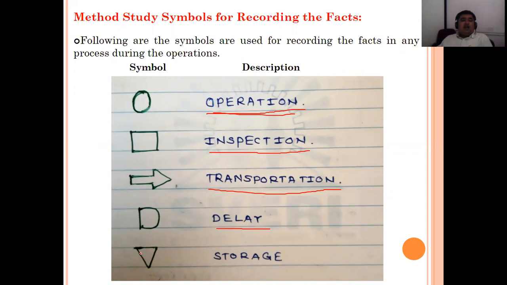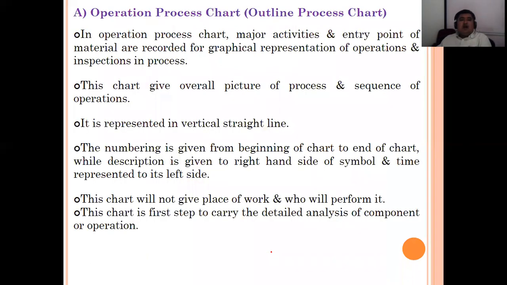An inverted triangle indicates storage. So material is in storage condition, it is kept for storage. It is not in operation, not in transportation, not in inspection, but stored. These are the 5 basic symbols, and we are using these symbols. Okay, so how to use this?